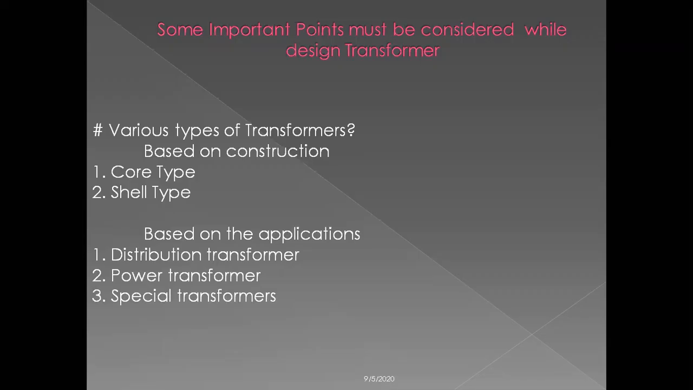Number three, we have special transformers, and these special transformers are basically CVTs, that is, constant voltage transformers. They can be used for some instrumentation or measuring purpose. Number four, you have instrument transformers, and these are generally the CT and PT, that is, the current transformer and the potential transformer. These two transformers are used in generating stations, grid stations and substations for measurement of current and voltage of very high lines.